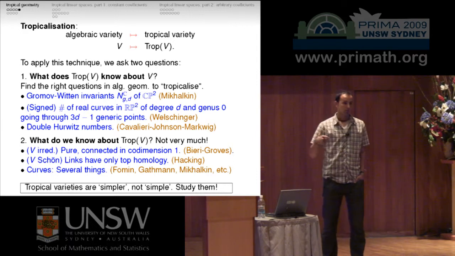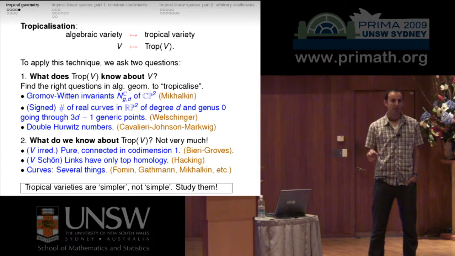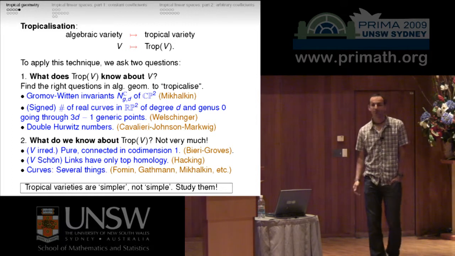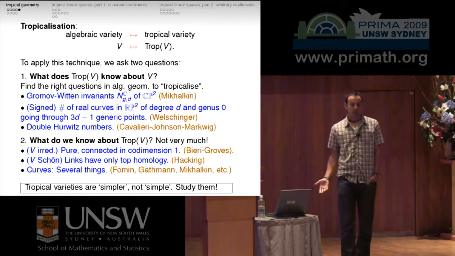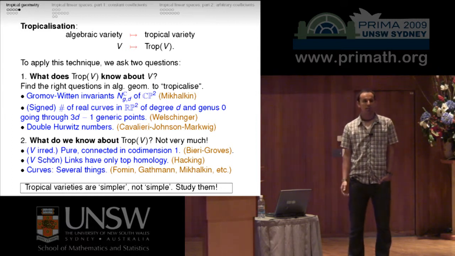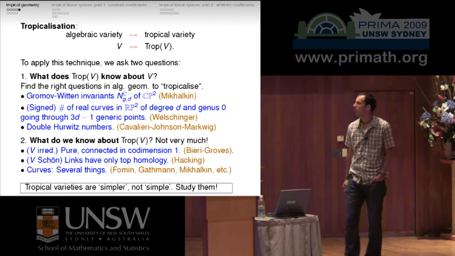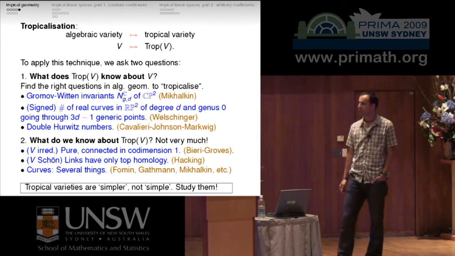And of course, this is a key step and a delicate step where you really have to know what are the right questions to ask that you can tropicalize and say something interesting about. The second question is, what do we know about tropical varieties? And this is something that really we do not know so much about. So there's only a couple of very general theorems.